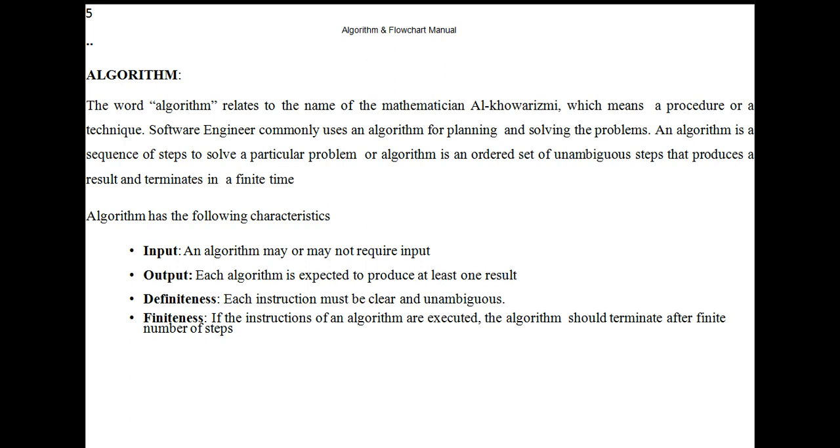And the third one is definiteness. Each instruction must be clear and unambiguous. In the algorithm, for solving the problem, you will write certain instructions. Those instructions must be clear and unambiguous. The definition itself is, algorithm is an ordered set of unambiguous steps that produce a result and terminates in a finite time. In each and every step, for developing the logic of that particular step, you will write certain instructions. Those instructions must be clear and unambiguous. That is nothing but definiteness. So each instruction must be clear and unambiguous; that defines the definiteness of your algorithm.